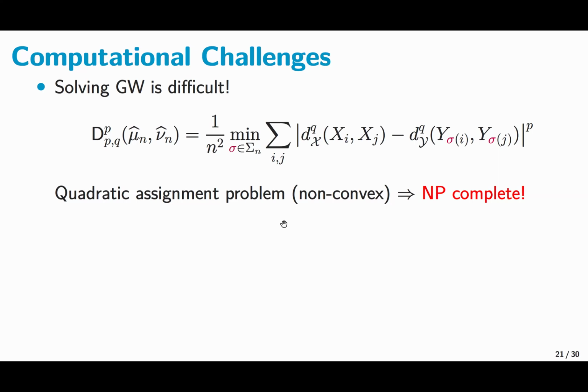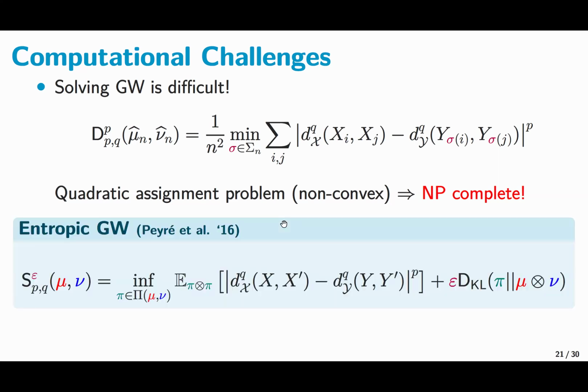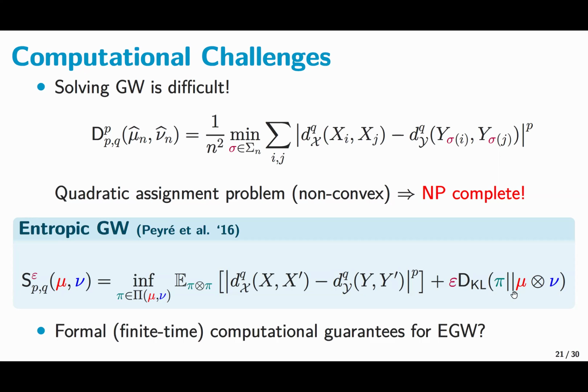Because of this, Peyré and co-authors proposed putting an entropic penalty to mitigate this computational difficulty. The definition is similar to entropic OT. You are simply adding an entropy penalty to the GW objective. So you have the same entropy penalty as in entropic OT. And the goal of the first paper I mentioned is to give some formal computational guarantees for EGW, which were missing.